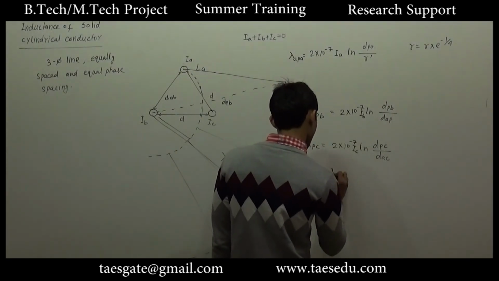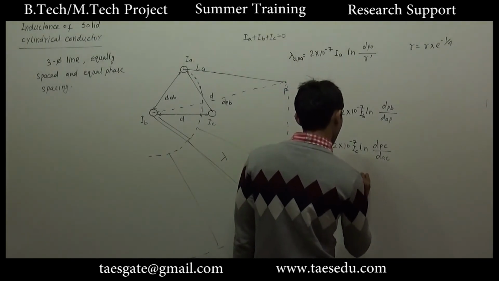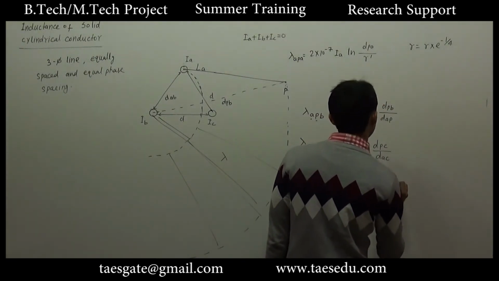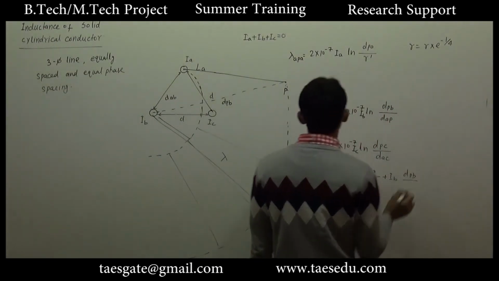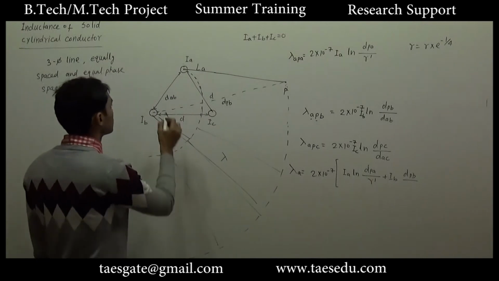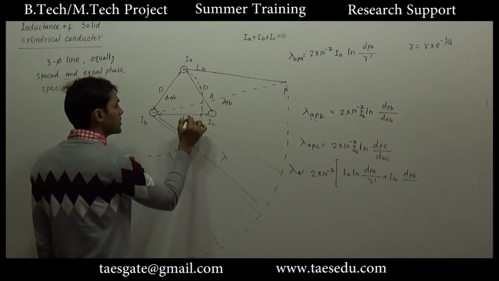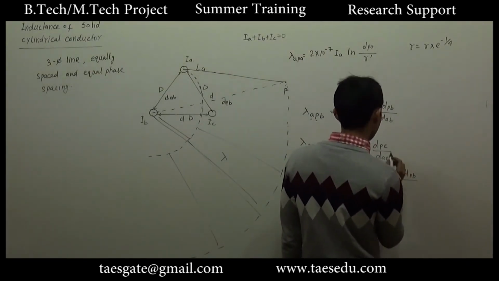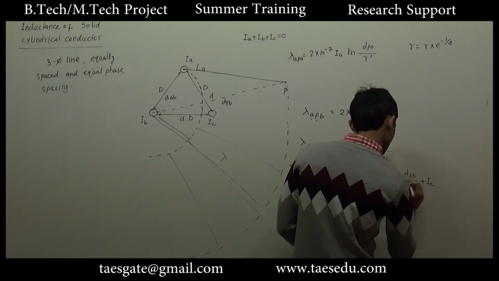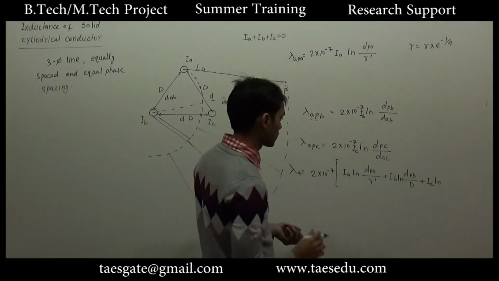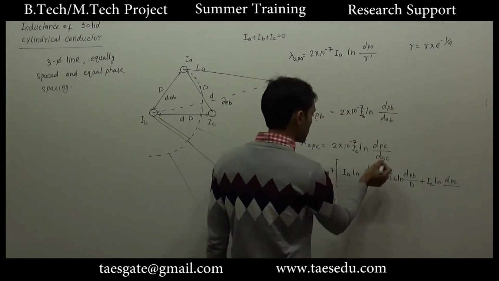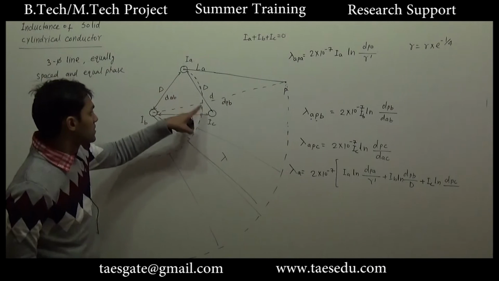So 2 into 10 to power minus 7 IA ln dPA divided by R dash plus IB ln dPB divided by distance. Here we will have DAB. So what will be distance DAB? Let's say these are equally spaced, so let's say the distance is capital D. So DAB will be capital D, plus IC, and we will have ln also. The third part is dPC, the distance of conductor C from the point P, divided by dAC, distance between conductor A and C. This is again capital D.